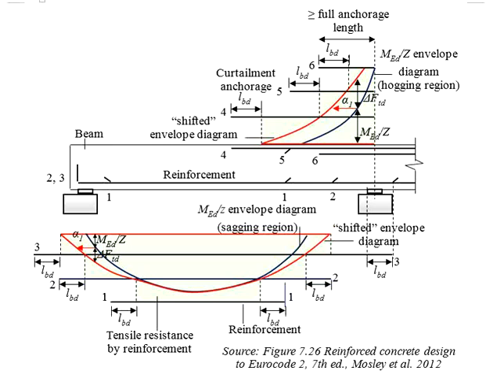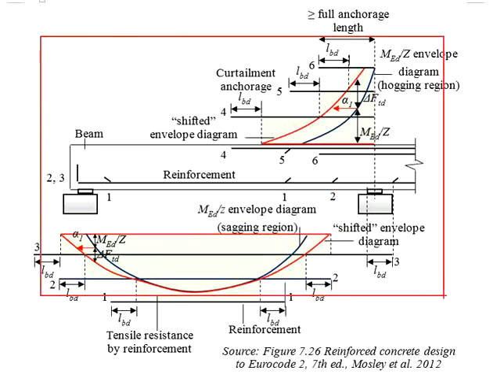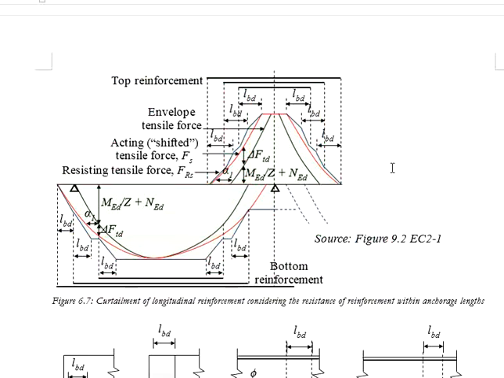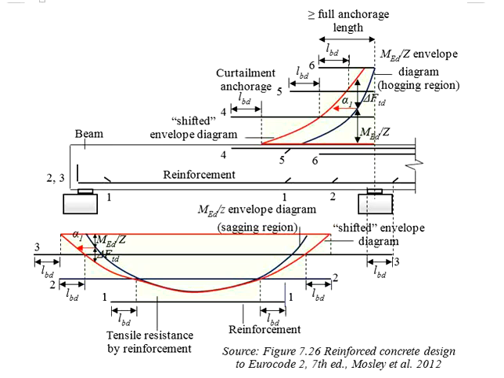In the previous videos, we introduced two methods to determine the curtailments of reinforcement in the beam section. This includes the simplified method as well as the Eurocode 2 method. The two methods work out the curtailment of the reinforcement based on the MED per Z envelope diagram, which reflects the tensile force developed along the beam span.